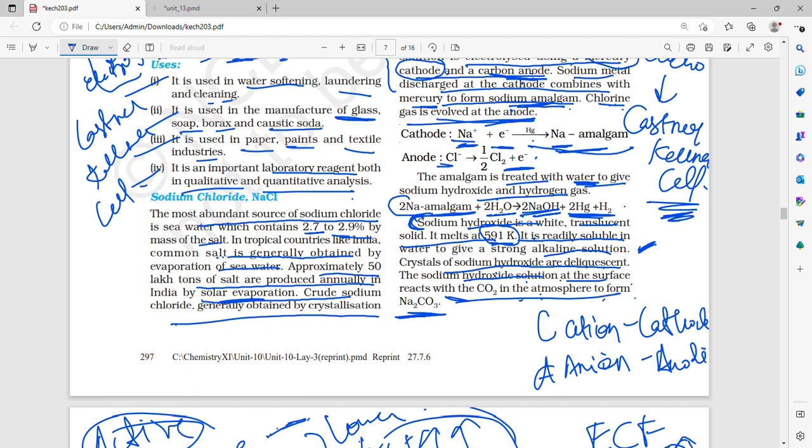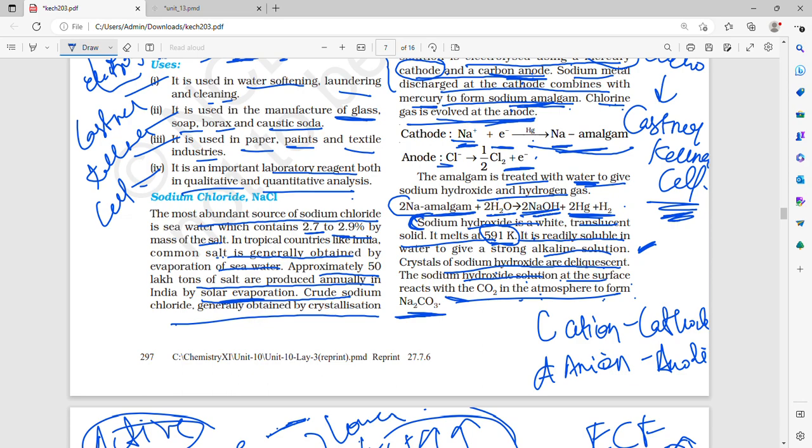What is the importance of washing soda? It is used in water softening, laundering and cleaning. It is used in the manufacture of glass, soap, borax and caustic soda, NaOH. It is used in paper, paints and textile industries, and it is an important laboratory reagent both in qualitative and quantitative analysis. Now, sodium chloride, NaCl.